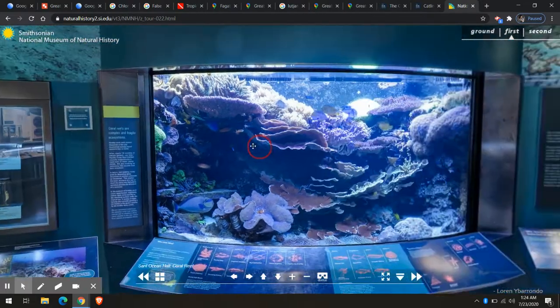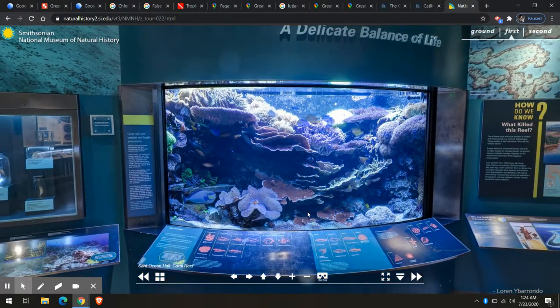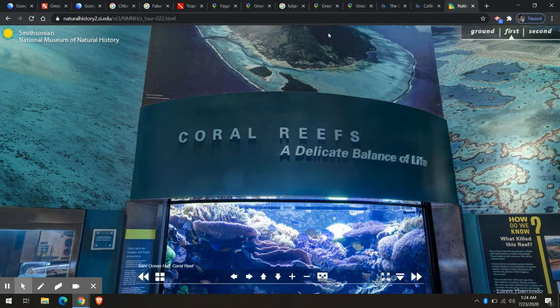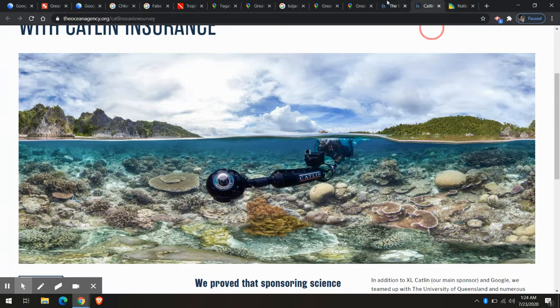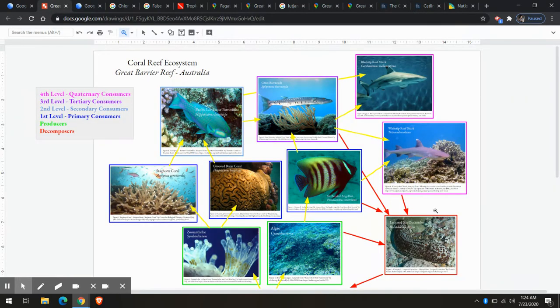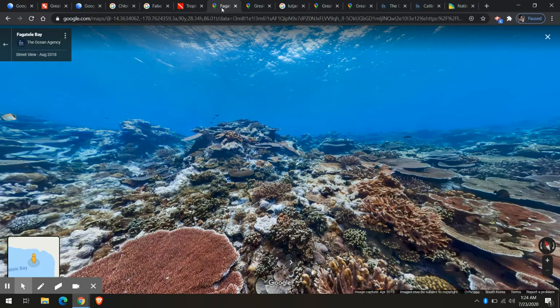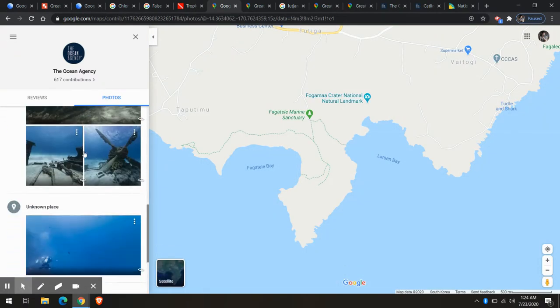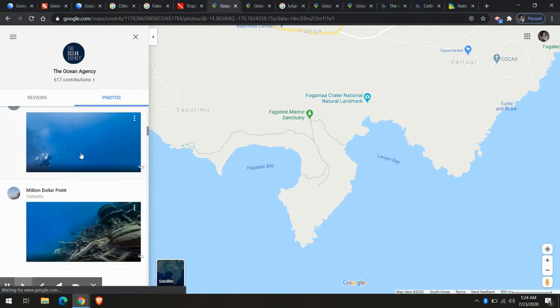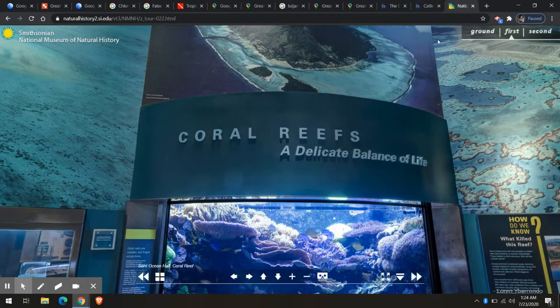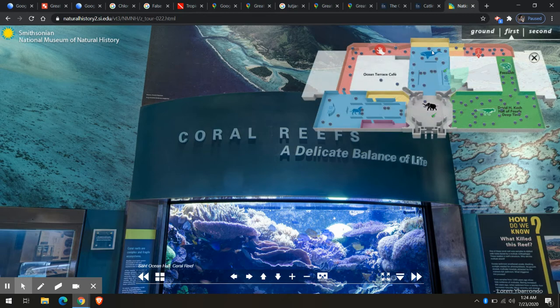So next time you get a chance to visit a museum, next time you get a chance to see a video about some coral reef, think about these organizations that help preserve them. Think about how they function. Think about those food webs. And you guys can go to this website. You can go to reefguide.org to identify fish. You can go to the Ocean Agency's image collection, and you can see images from all around the world, not just the Great Barrier Reef. And you can even go and check out this virtual tour of the Smithsonian, which is really cool, and check out more oceanic exhibits. Hope you guys enjoyed my tour today.